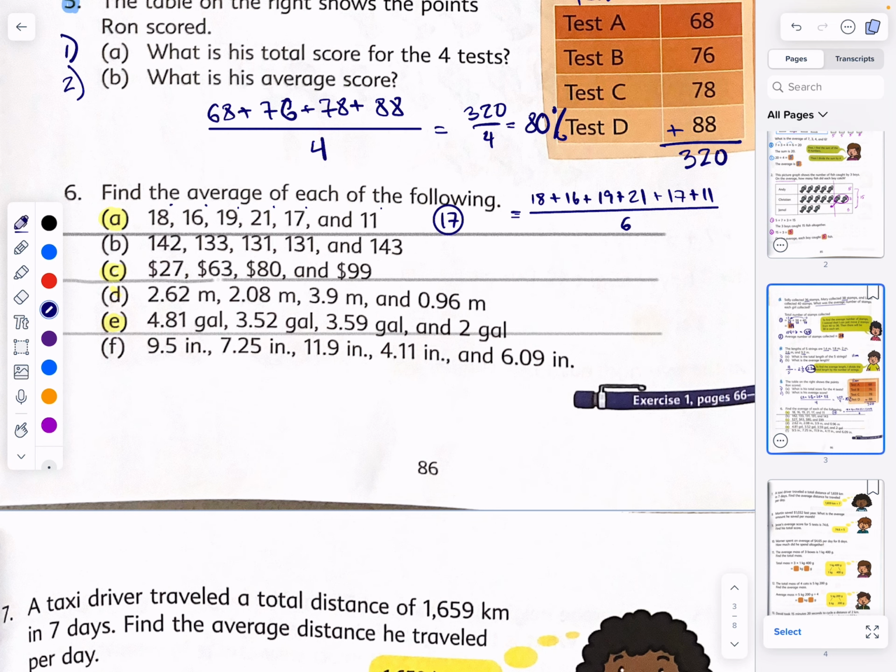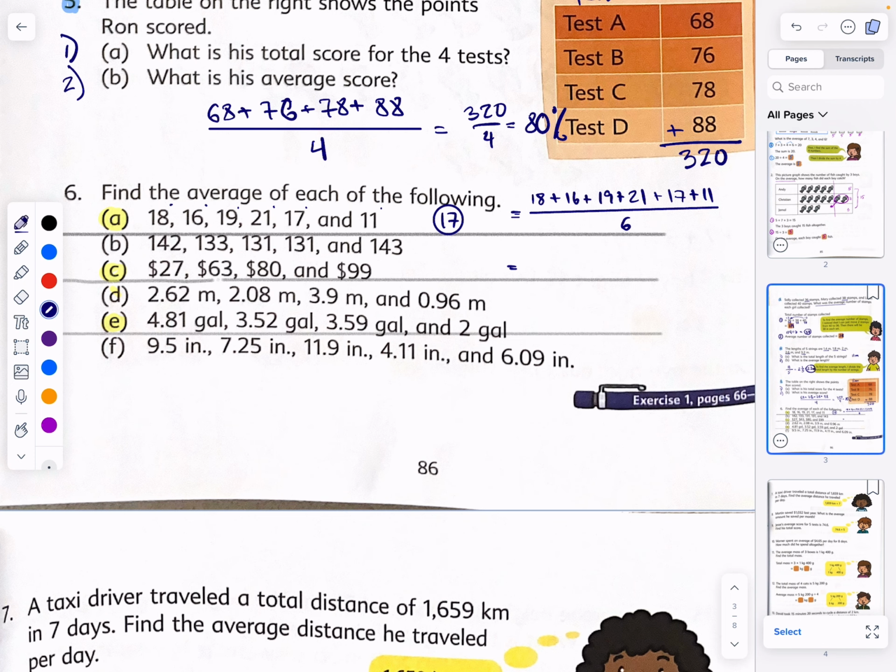Next example, C. We have expenses in money: $27, $63, $80, $99. Find the average. So I hope you're getting a hang of this. I hope you're figuring out that it's a 2-step process. Step 1, add all the numbers. Step 2, divide by the number of data points. And of course, I highly, highly encourage you to complete your equation as a single, multi-step equation.